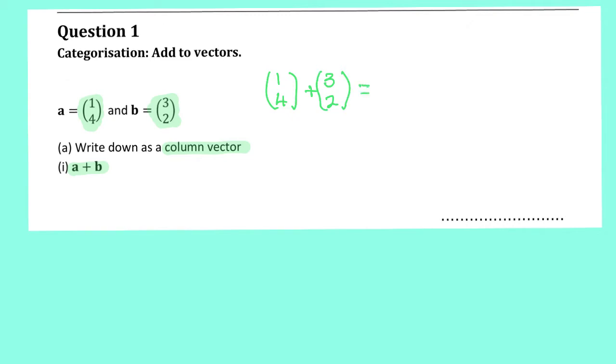Add the x components, 1 plus 3, and the y components, 4 plus 2, which is equal to (4, 6). So the vector A plus B is equal to (4, 6).